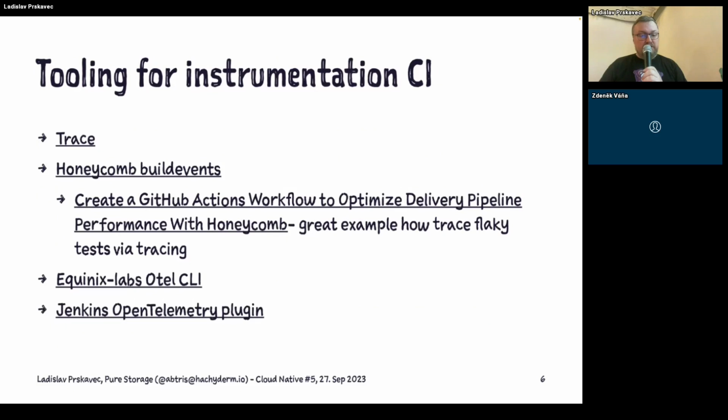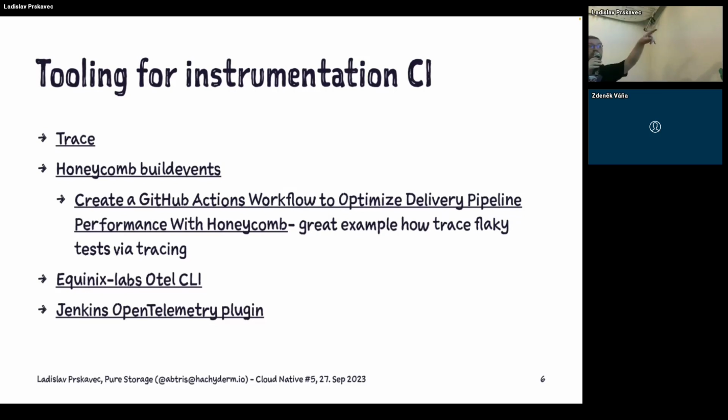Tooling for instrumentation of CI. I will point out a few tools that we go through, and I will make a demo of two of them. There are a few tools that you can use for your CI/CD. If you're using, for example, as I'm using, GitHub Actions, you can easily use Trace or Honeycomb Build Events or the OpenTelemetry CLI. Usually anything, CircleCI, Travis, whatever you want that has some YAML, you can write there.